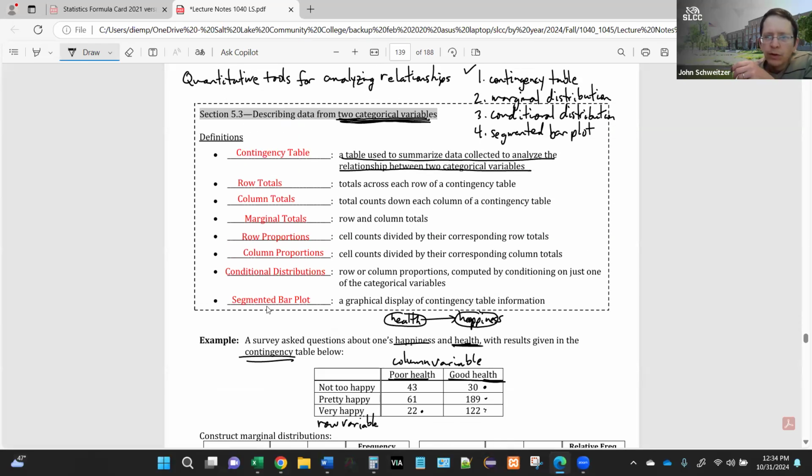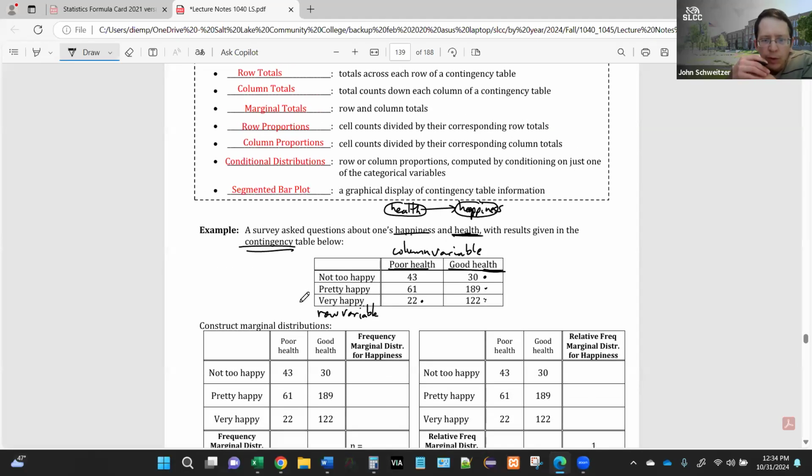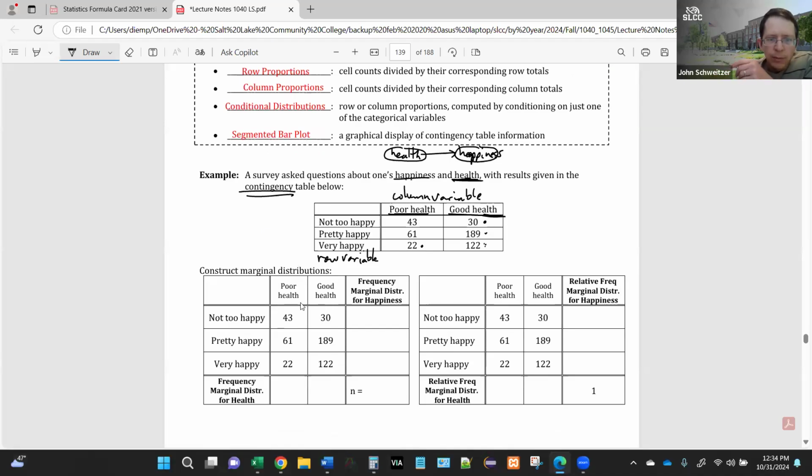With the marginal distribution, we're simply going to add the number in each row and then add the number in each column. That's called the marginal distribution. It's in the margin, on the edge of the table. So we add up and put it in the margin, right? So 43 plus 30 is 73. 61 plus 189 is 250, right? And then if we go vertically, 43 plus 61 plus 22 is 126.